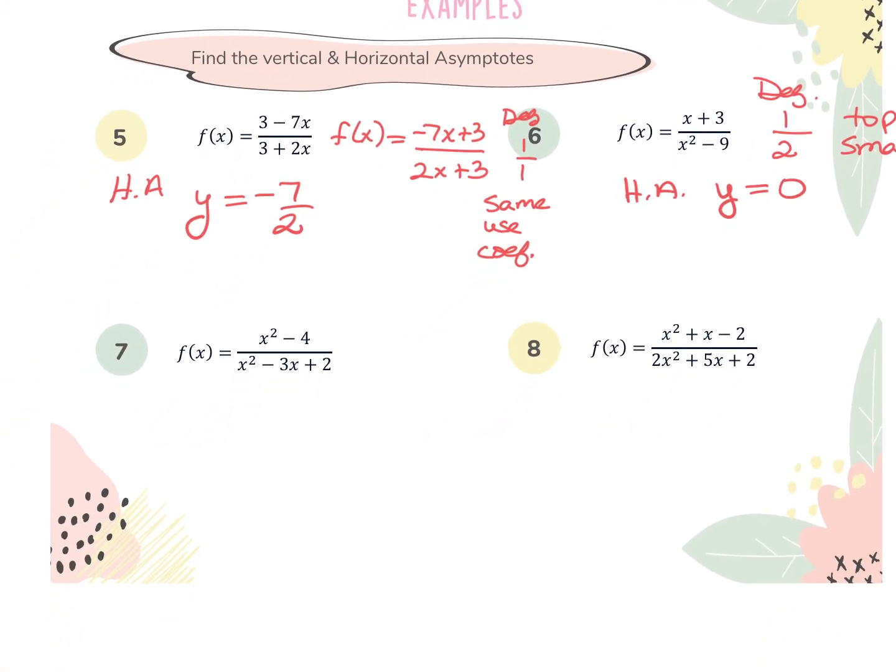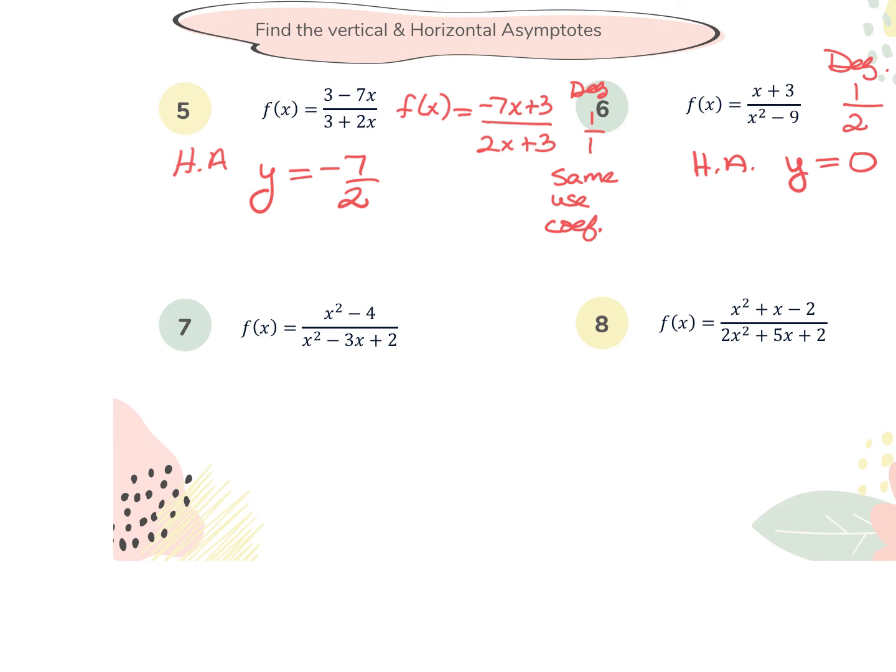Let's do the next one. It's in standard form. So the degree of the top is 2. Degree of the bottom is 2. They're the same. So again, I'm going to use coefficients. So I can assume that this is a 1 and a 1. So the horizontal asymptote is located at 1 over 1, which is just y equals 1.